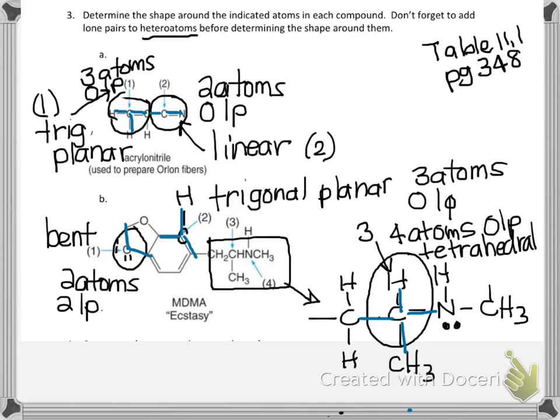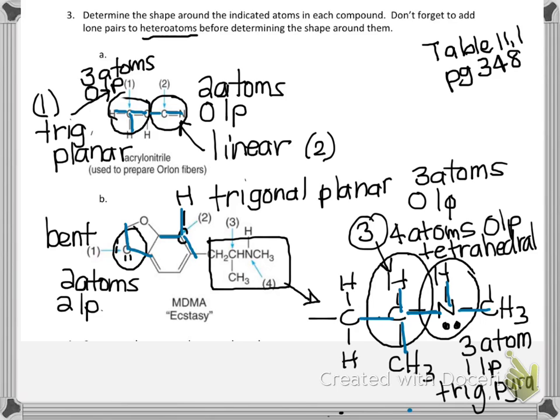Now the other one is this nitrogen right here. Looking at the nitrogen, it's attached to 1, 2, 3 atoms, and then there's 1 lone pair. And so this is trigonal pyramidal. I can't fit it, but it's trigonal pyramidal.